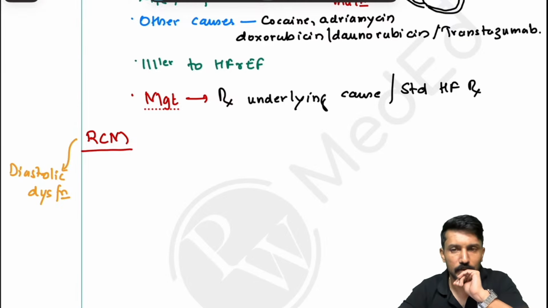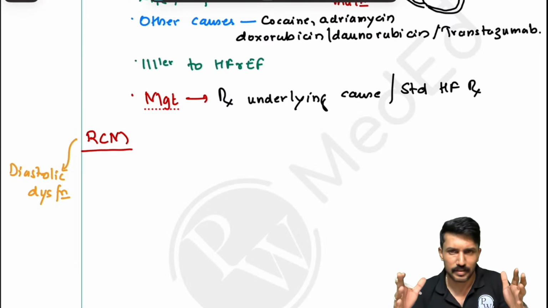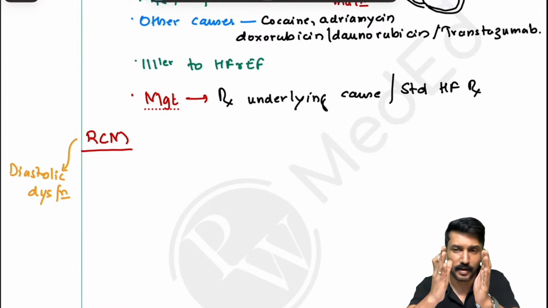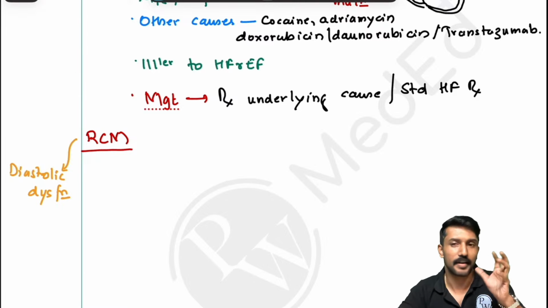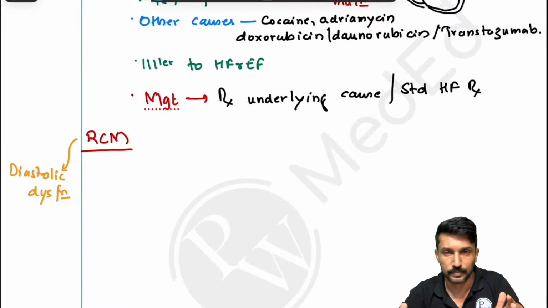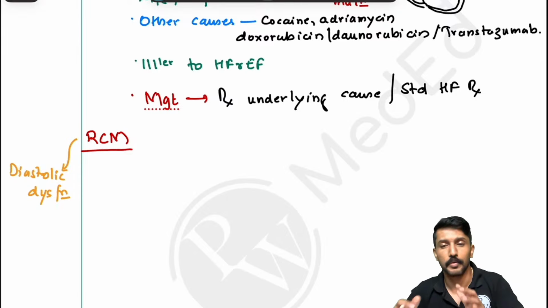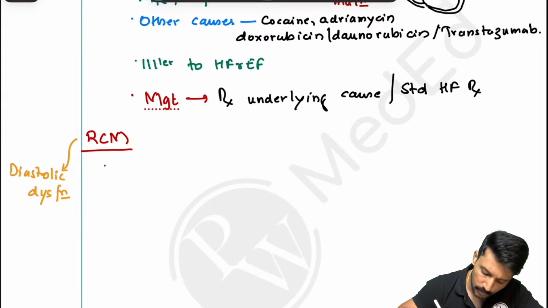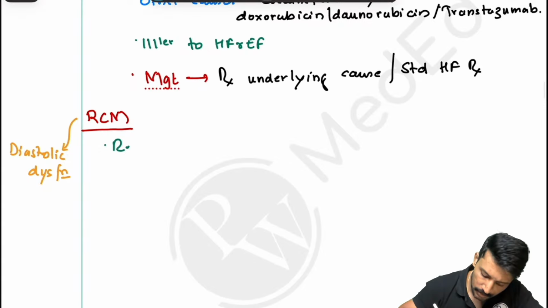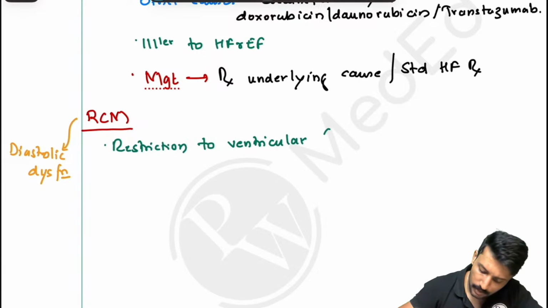Not talking about the valve or pericardial disease, because if something else is causing it, we will label them accordingly. Like if the pericardium is restricting, it is constrictive pericarditis. If fluid is restricting, it is cardiac tamponade or pericardial effusion. Then what can restrict? The muscle itself is getting restricted because it is loaded with abnormal substances. So there is restriction to ventricular filling, because the muscle is stiff, unable to relax.